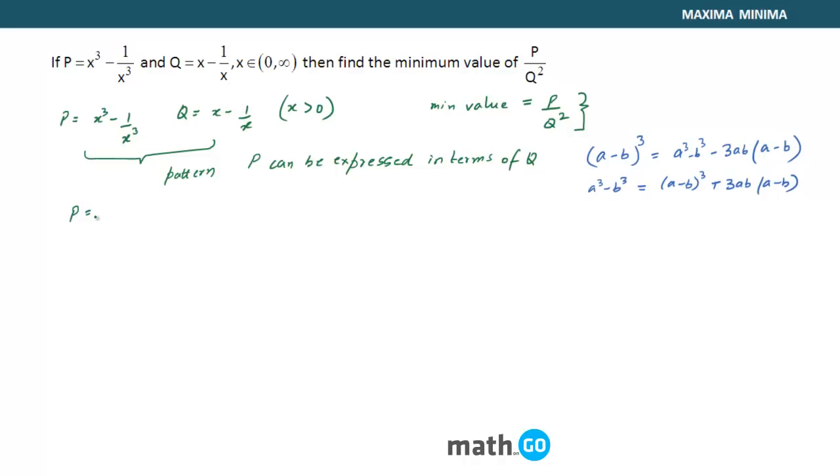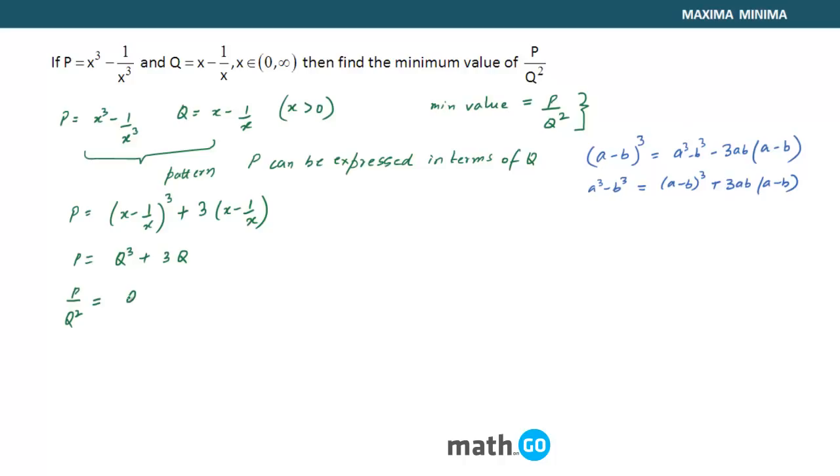So p can be written as a cube minus b cube. This will become x minus 1 by x cubed plus 3ab. So 3ab will be 1, so only 3, and a minus b, that is x minus 1 by x. Or you can say p is nothing but q cube minus 3q. Very simple, right? And now you are asked to find the maximum or the minimum value of p by q square.